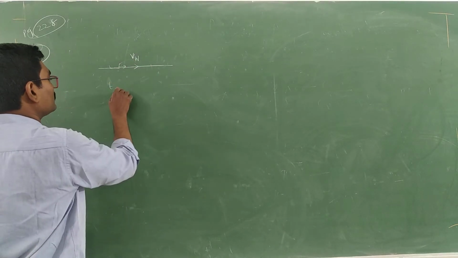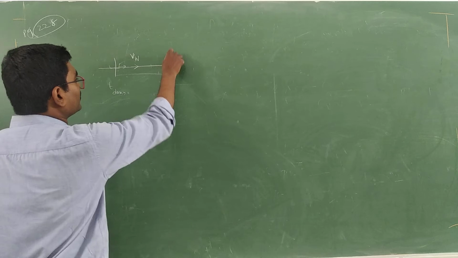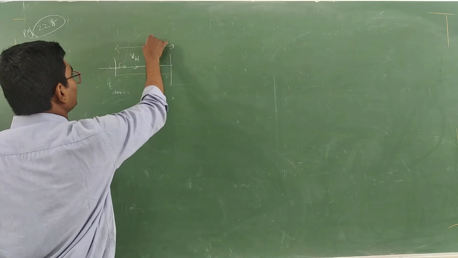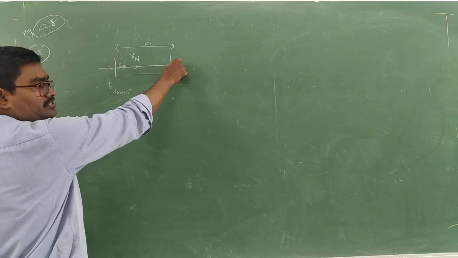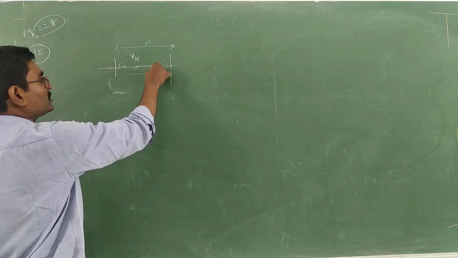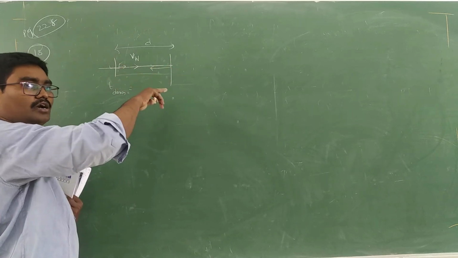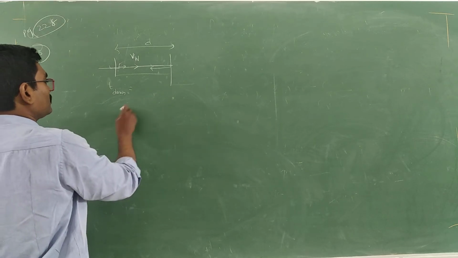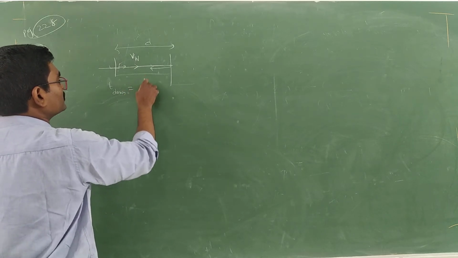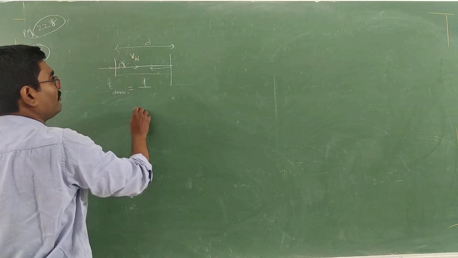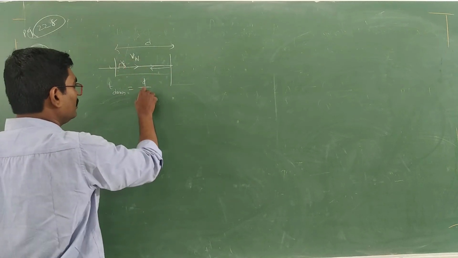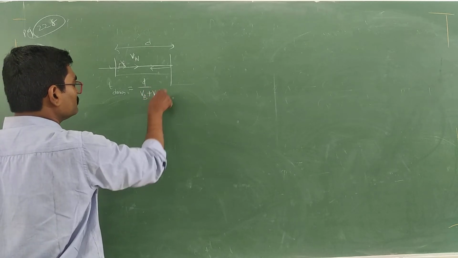What is the downstream time formula from here to here? Suppose the distance between them is d. In one situation, it is going along the stream. After reaching, the boat reverses in the opposite direction. That is called upstream. So time taken for downstream is equal to distance by relative velocity. What is this? Velocity of boat plus velocity of water, since both are in the same direction. So d by Vb plus Vw.